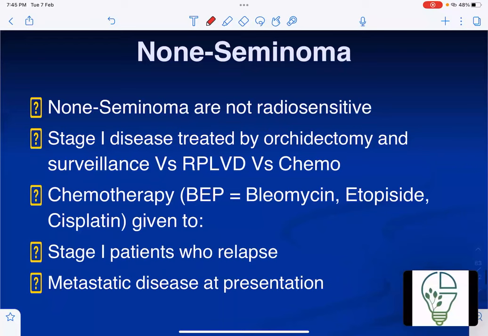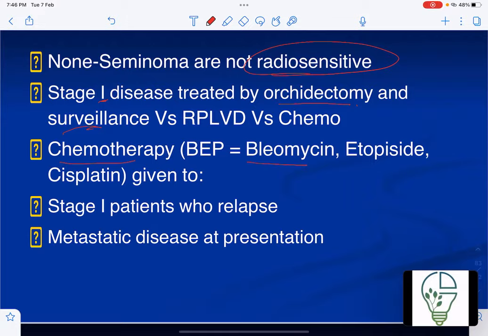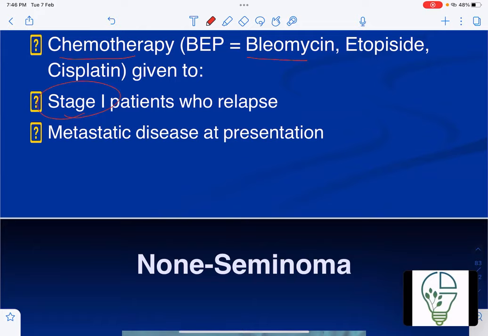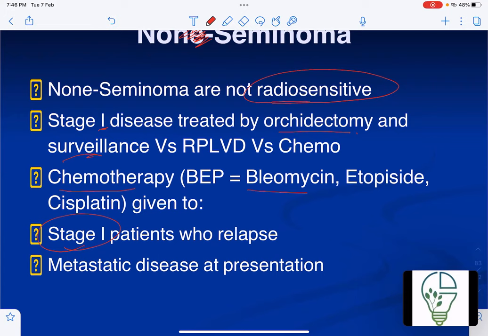Non-seminomas are not radiosensitive, so we cannot use that. Stage one is treated with orchidectomy and surveillance, meaning we just see how it progresses. And it's more like we look at the scenario, the clinical presentation, etc., and the doctor decides. We can go with chemotherapy, bleomycin, etc., for patients who relapse from stage one. So stage one, you mainly go with orchidectomy and surveillance, and if we see a relapse, we go with chemotherapy. This is how a non-seminoma looks like.